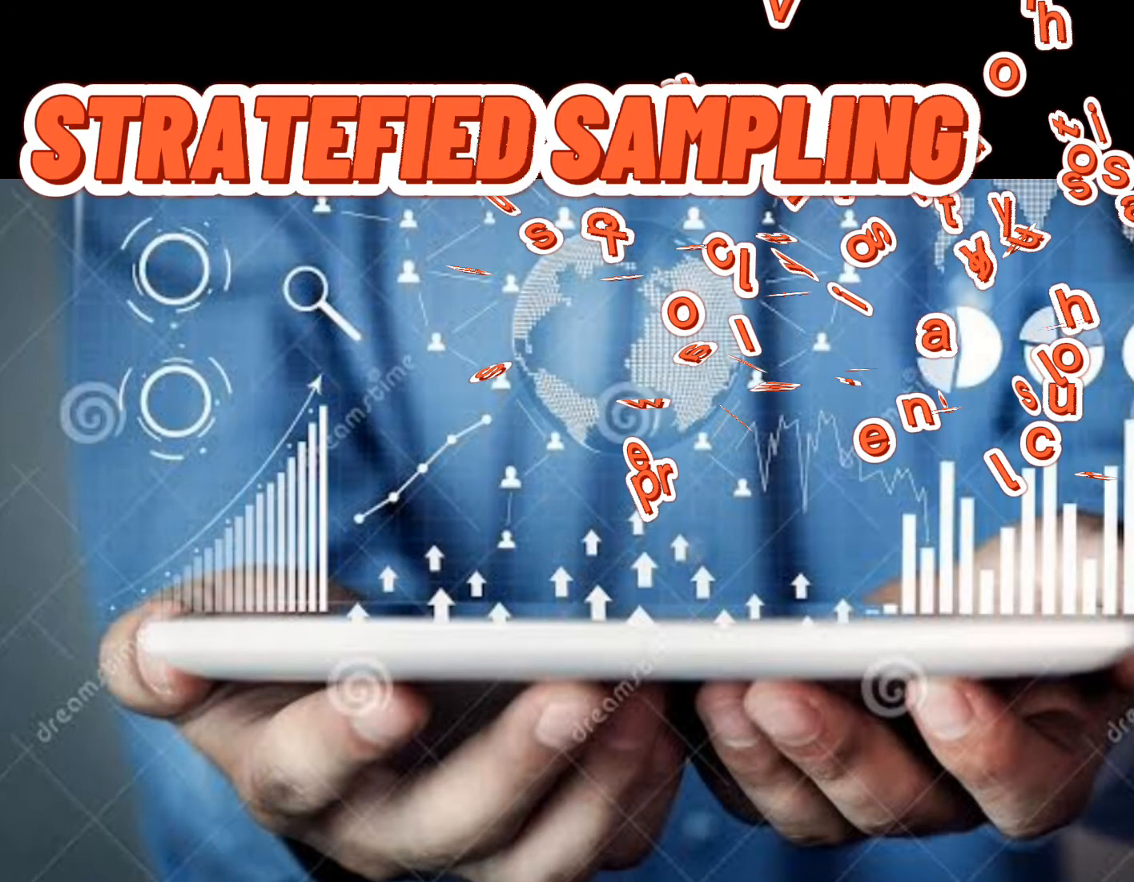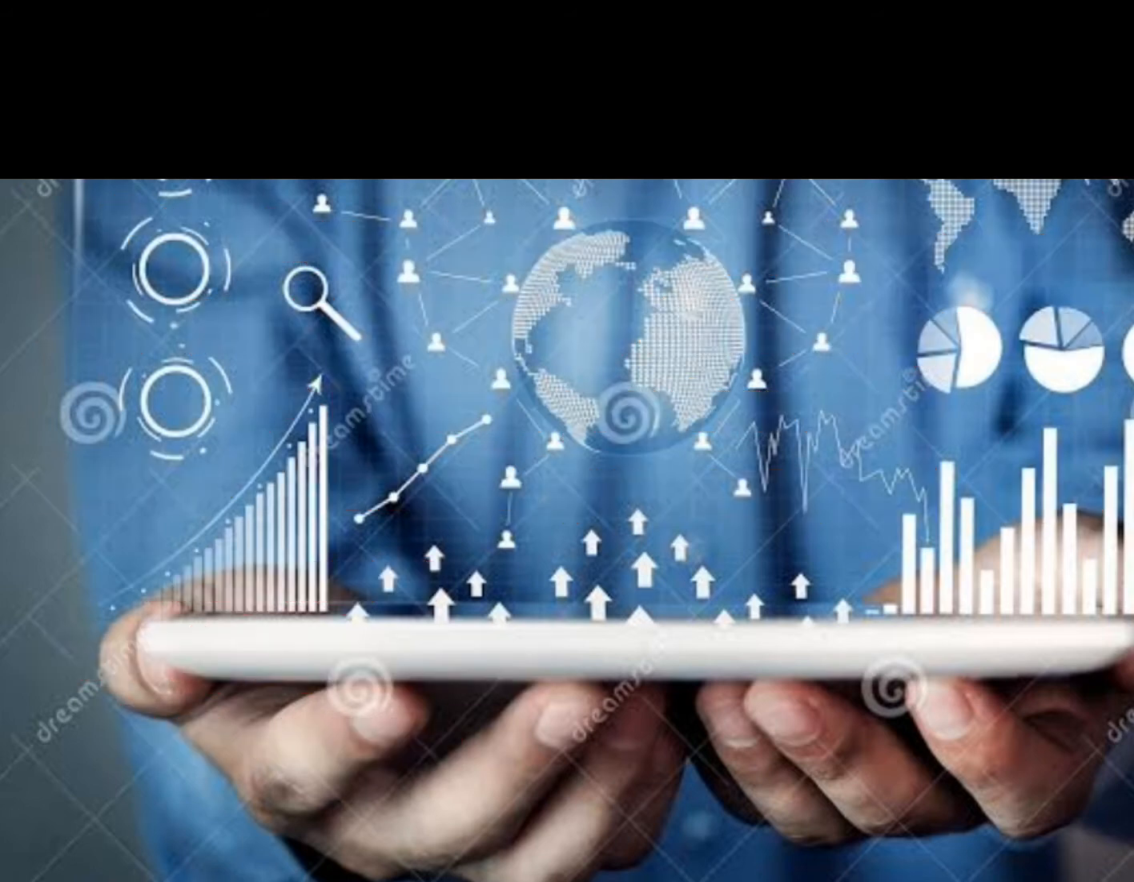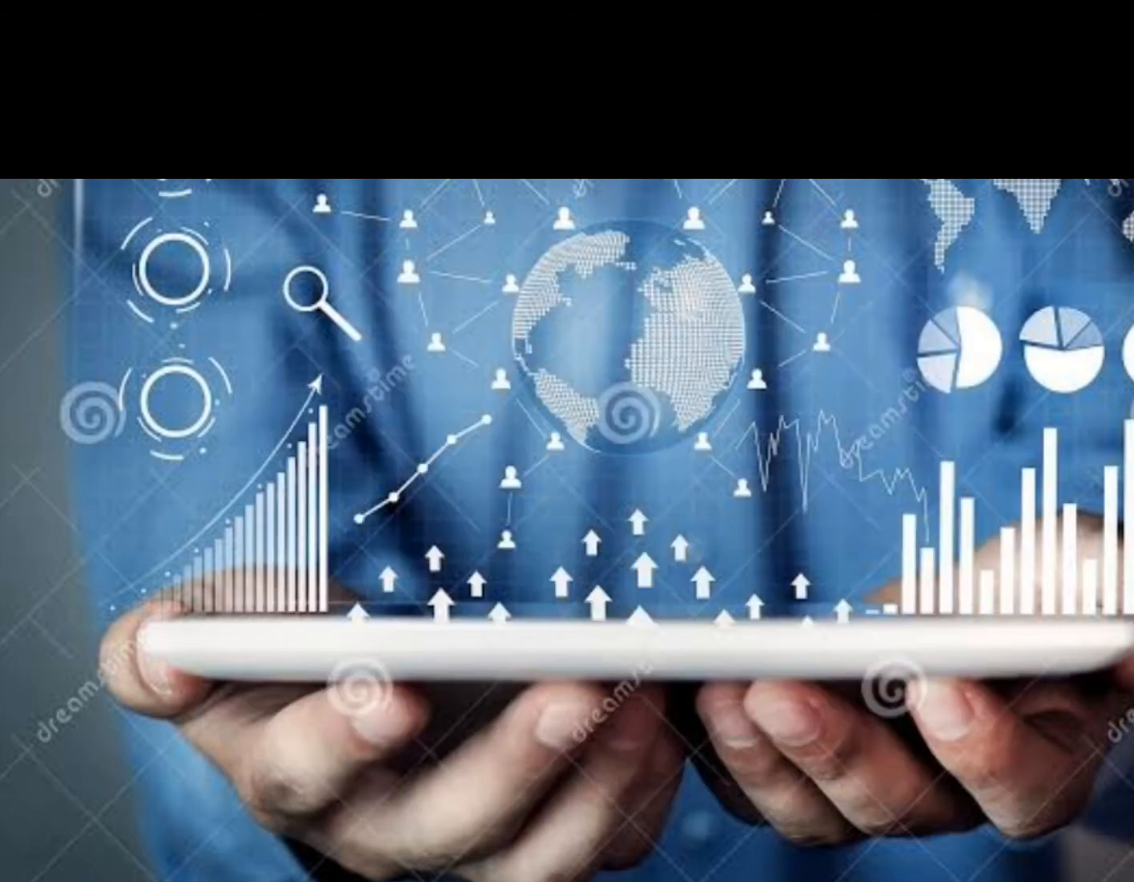Stratified sampling involves dividing the population into subpopulations that may differ in important ways. It allows you to draw more precise conclusions by ensuring that every subgroup is properly represented in the sample. To use this sampling method, you divide the population into subgroups called strata based on the relevant characteristics. Example, gender, age range, income bracket, job role. Based on the overall proportion of the population, you calculate how many people should be sampled from each subgroup. Then you use random or systematic sampling to select a sample from each subgroup.